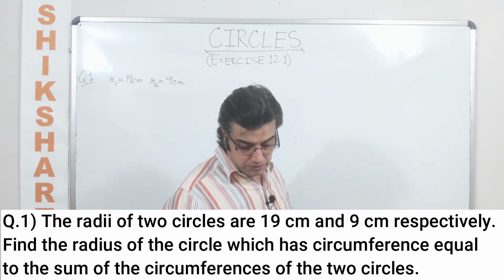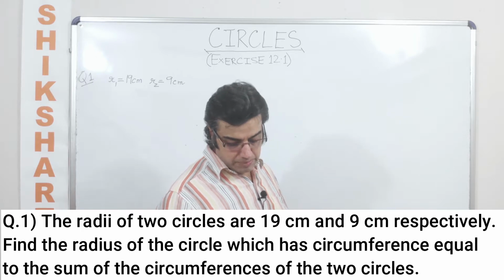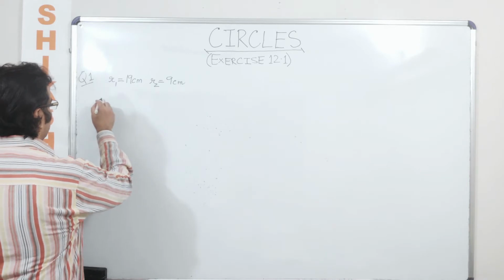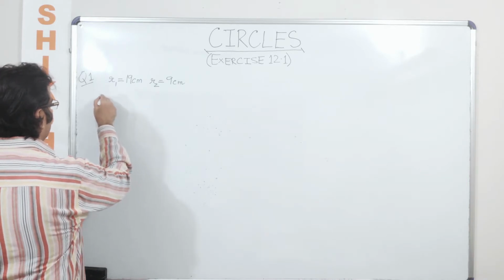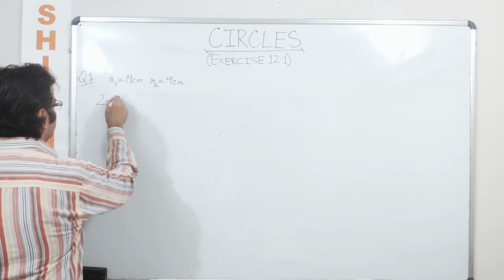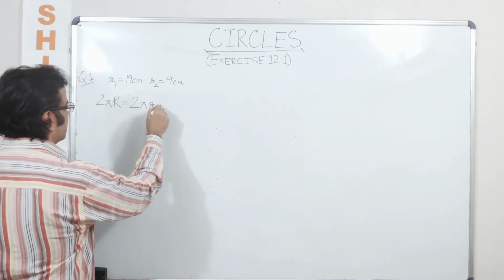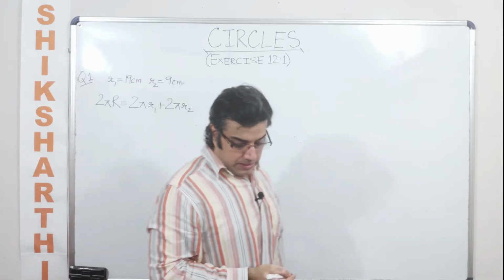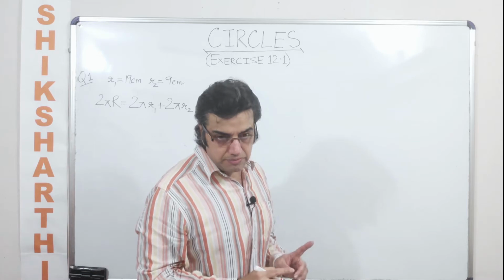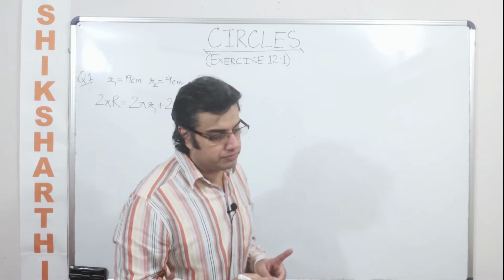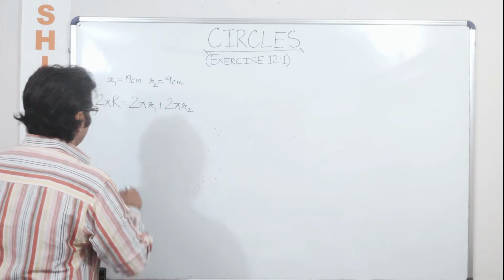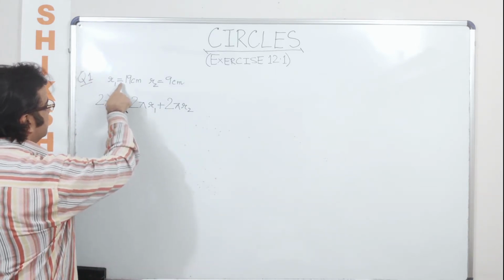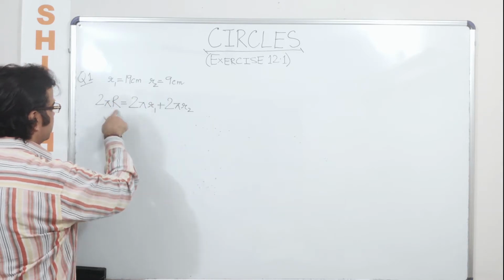They are asking you to find the radius of the circle which has circumference equal to the sum of the circumferences of these two circles. So let us say the radius of the larger circle that is formed. This is what they are asking you to do, right? Let us see. It says find the radius of the circle which has the circumference equal to the sum of the circumferences of these two circles. So I have assumed the radius of the larger circle, which is formed out of combining the circumferences of these two circles, is capital R.